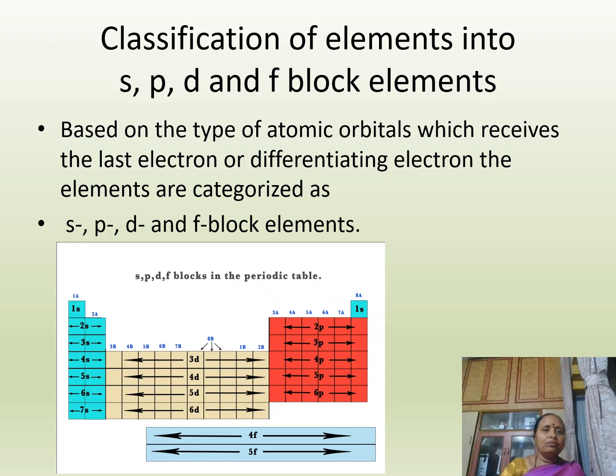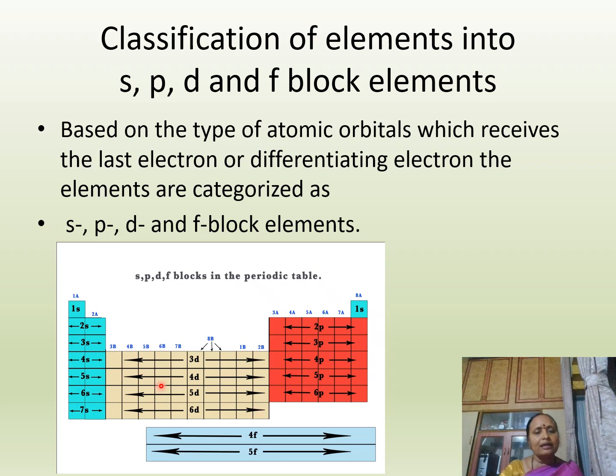Coming to the classification of elements into S, P, D and F block elements based on the type of atomic orbitals which receives the last electron or the differentiating electron. The elements are categorized as S, P, D and F block. So this is going to be the S block elements. All the elements in this block will receive the last electron or the valence electron in the S orbital. And to the extreme right of the periodic table, we observe the elements receive their valence electron in the p orbitals. And in between the S and P block, we have the D block elements.